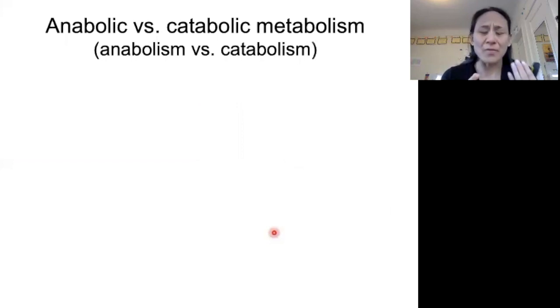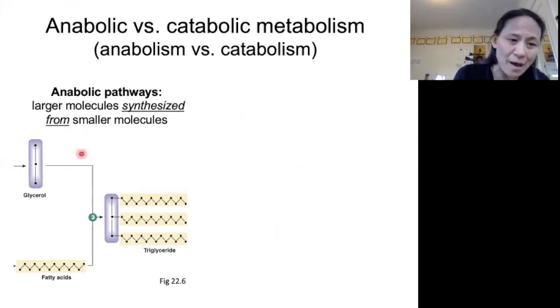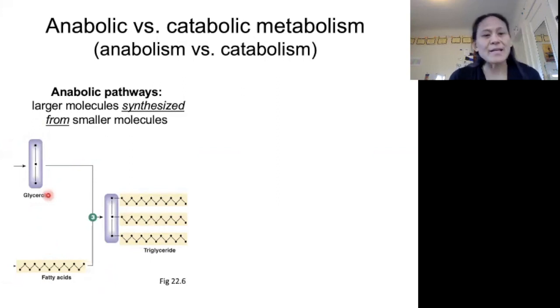Our metabolic pathways, or the way that we process our nutrient molecules, can be separated into two broad categories: anabolic versus catabolic. In anabolic pathways, larger molecules are synthesized from smaller molecules. Okay, so here is an example of an anabolic pathway. We are taking glycerol and fatty acids and combining them to make this larger molecule, a triglyceride.